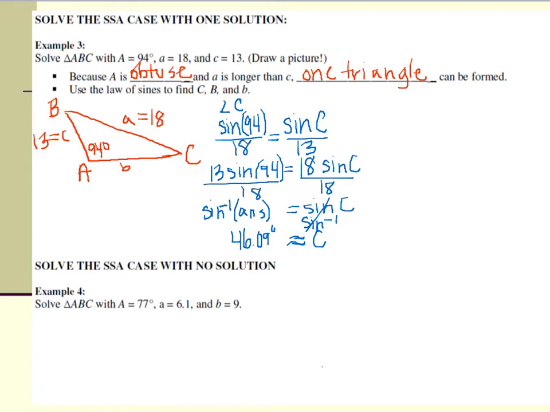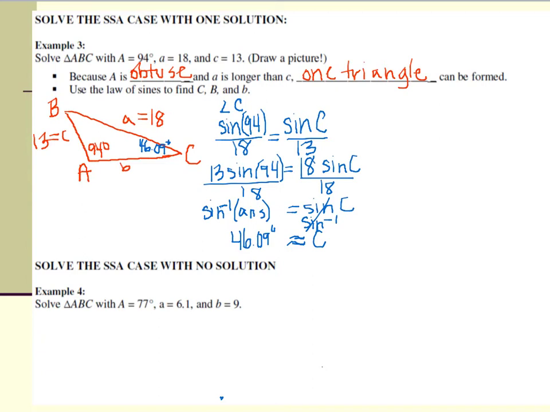You should find that C is about equal to 46.09 degrees. I'm going to write that right in here, 46.09 degrees. Just remember, make sure you did the inverse sine of your answer, and you had done the answer of 13 times the sine of 94 divided by 18.